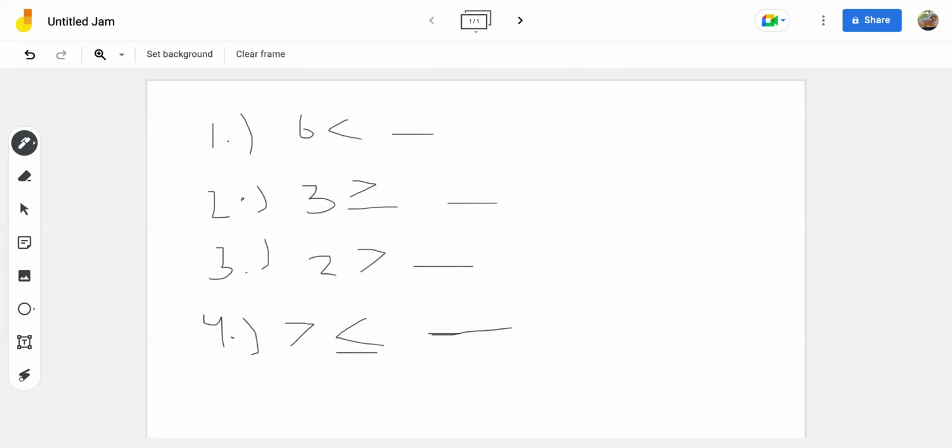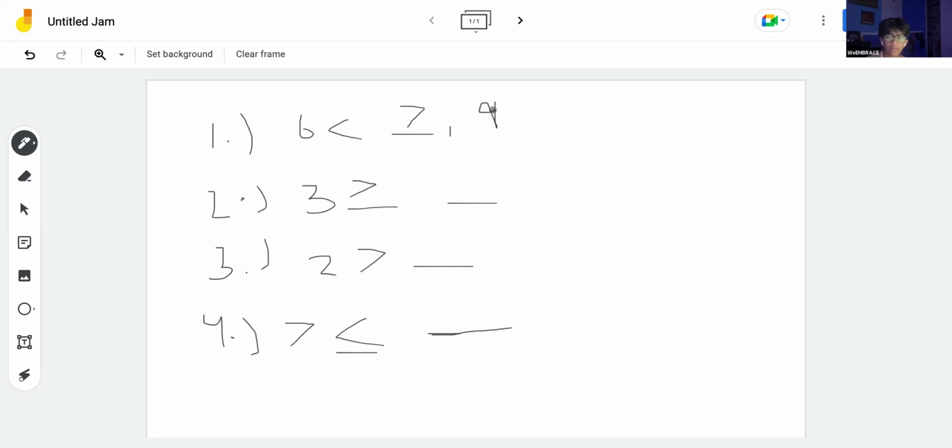Sarvesh, can I ask? Can you answer loudly? Yes. Okay. So what did you get for number 1, Sarvesh? 6 is less than what? 7. 6 is less than 7. Correct. What else could it be? It could be anything else. Any other number? 9. Very good. 9, correct.